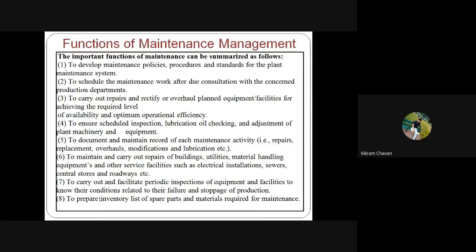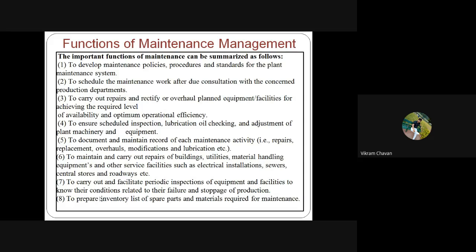Then, to carry out and facilitate periodic inspection of equipment and facilities, to know their condition related to failures and stoppage of production. Periodic inspection is very useful to avoid the failure of any machines. That will help to diagnose the problems, and it will help to take corrective steps against those problems. So periodic inspection is carried out of equipment and machinery.